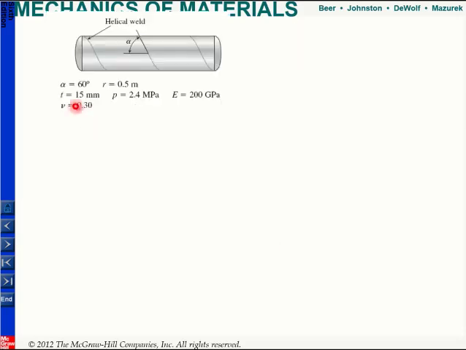All right, so let's solve the example. So these are the givens: alpha, R, T, P, E, and Poisson's ratio. So first thing is, since this is a pressure vessel, I can find my hoop stress and my longitudinal stress.